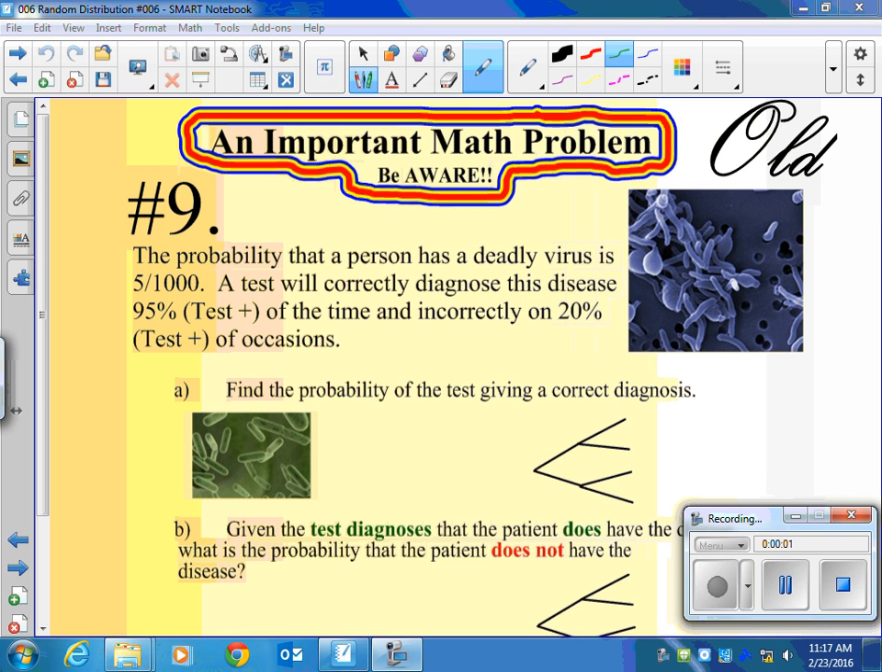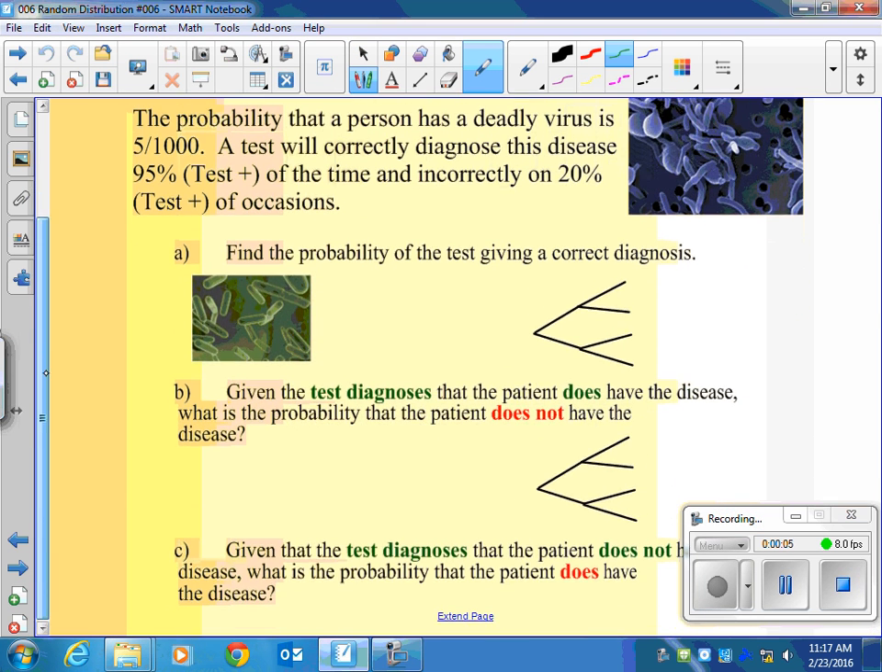The problem says the probability that a person has a deadly virus is 5 out of 1,000. Is that likely or unlikely? 5 out of 1,000. Unlikely, right? That's not very likely.